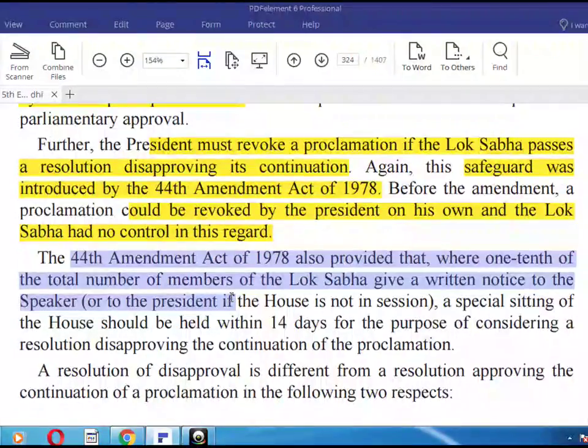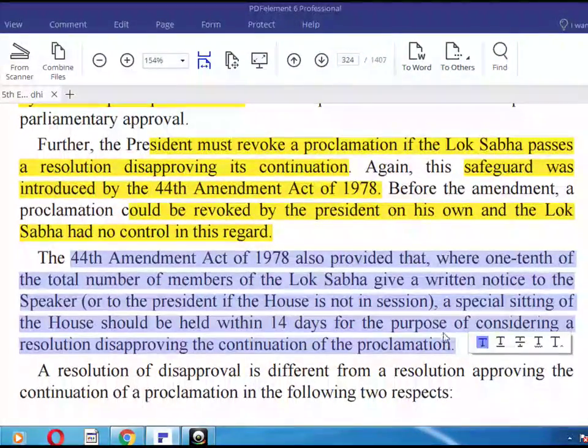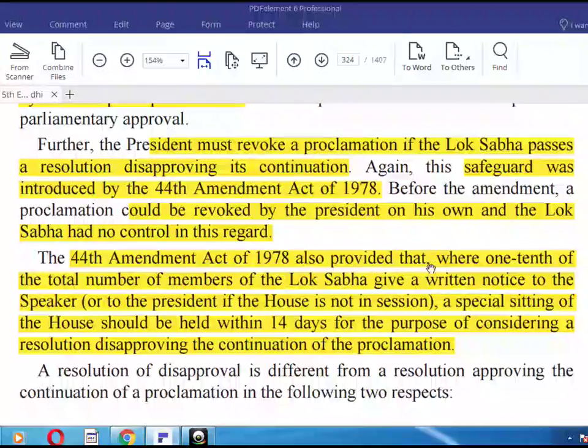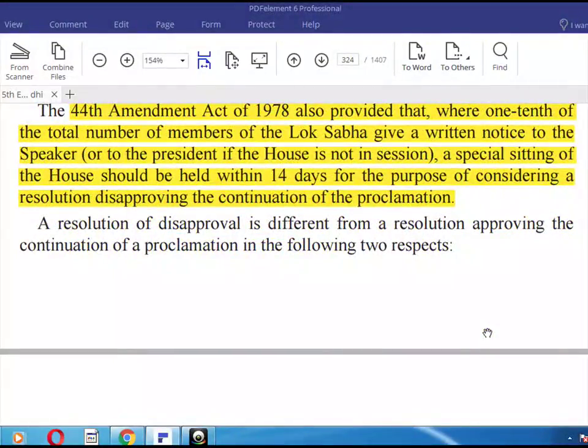A special sitting of the House should be held within 14 days for the purpose of considering a resolution disapproving the continuation of the proclamation. The 44th Amendment Act 1978 provided that where one-tenth of the members of the Lok Sabha give written notice to the Speaker, a special sitting of the House shall be held in 14 days for the purpose of considering a resolution disapproving the continuation of the proclamation.